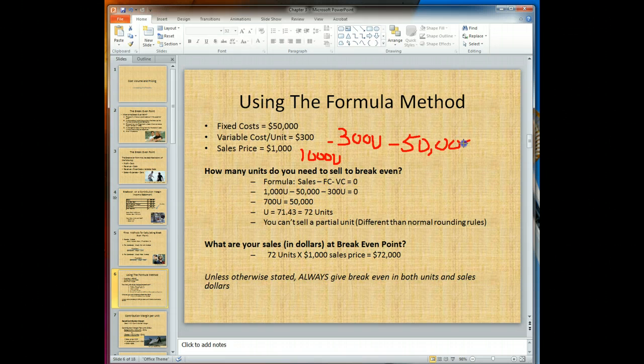Essentially, you're solving for U now, right? And that's all going to equal 0. I think that's the most backwards I can possibly do that formula. Okay, so solving for U, you end up with 700 U equals 500,000.